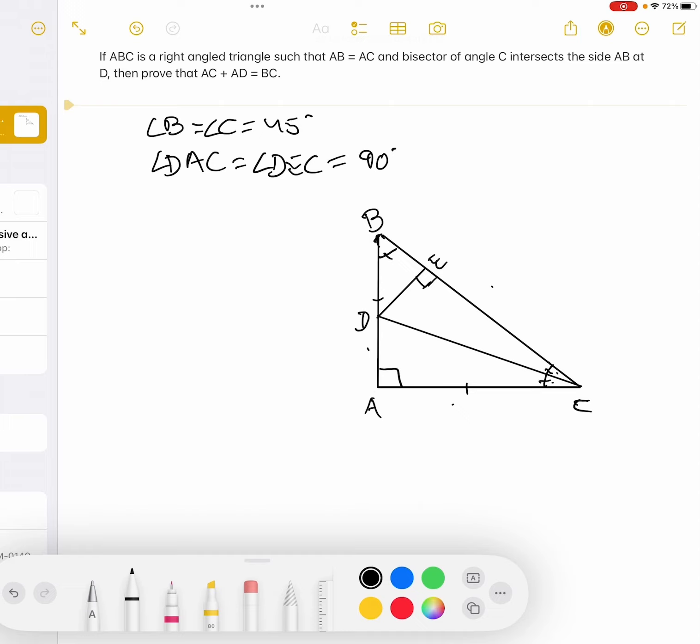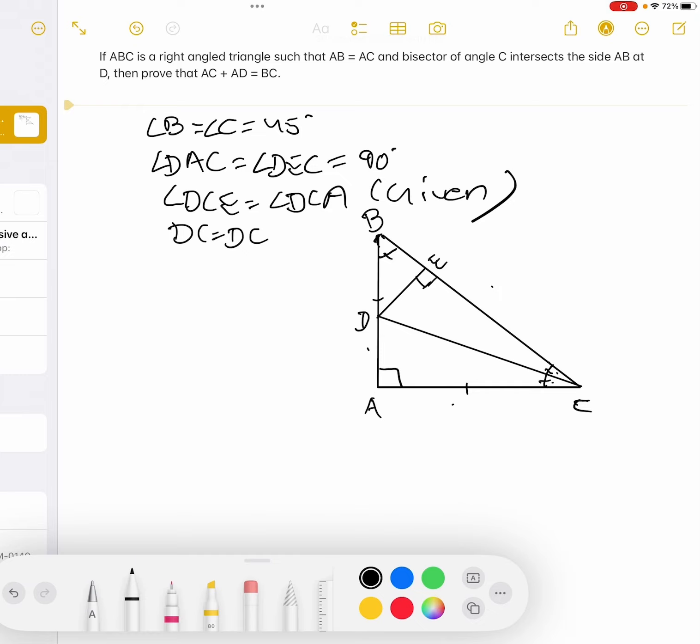Next, we have angle DCE is equal to angle DCA, as CD was a bisector, so it's being divided into two equal parts. So angle DCE is equal to angle DCA. This is basically given to us. And finally, what else? Can you see it? DC is a common side, so DC is equal to DC.